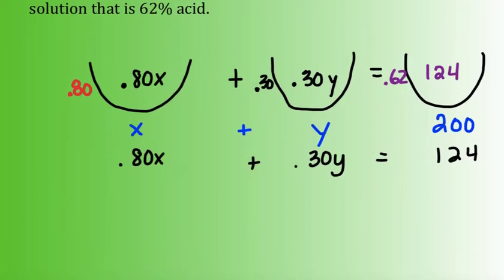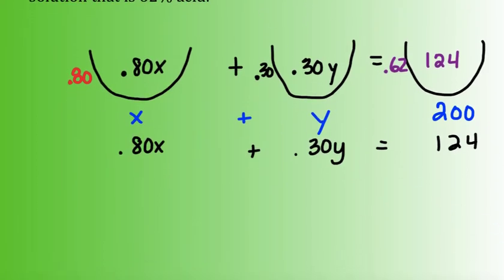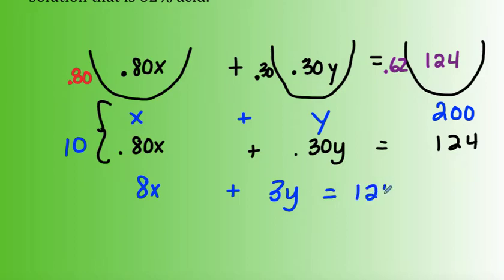All right, well, I don't really like to work with decimals, so there's my 2 equations. So I'm going to actually clear the decimals out. I'm going to multiply by 10. Why? Because I just need to move the decimal one place to get rid of decimals. So I'm going to multiply the entire equation by 10, giving me 8x plus 3y equals 1240.